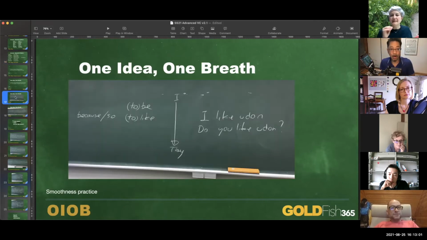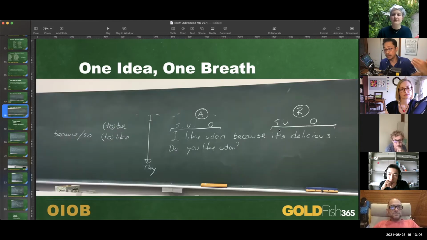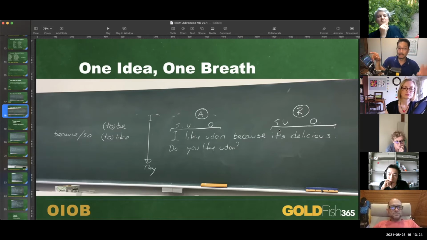So they've already started scaffolding so that then when I go to I like udon, and then we go to I think it's delicious. And I say, okay, now let's take the first look at how you use because. And I say, I like udon. Now, what's the reason? Well, it's delicious. Now, if you're going in that order, where you have the action and then you have the reason, that's what the A and the R are, in that order, it's because. If you switch the order and you want to state the reason first before the actual action, then it's so. It's delicious. So I like udon, right?